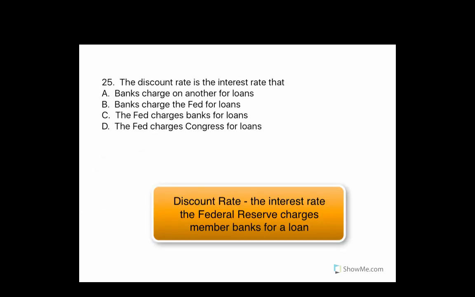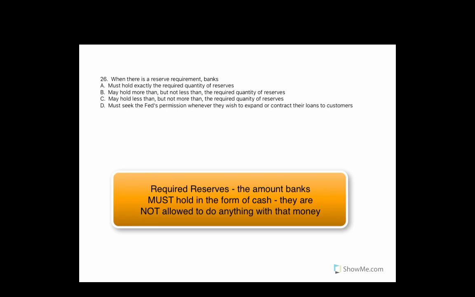Okay, a discount rate is the rate that the Fed charges banks for loans, right? So that's C. Okay. So when there's a reserve requirement, say of 10%, then whatever money people have deposited in the bank, say people have deposited $100 and there's a 10% reserve requirement, they have to keep at least $10 in reserves. They can hold more than that, but not less than that, right? So that's what that reserve requirement is.